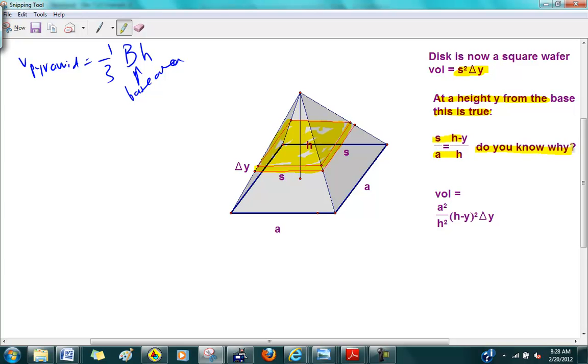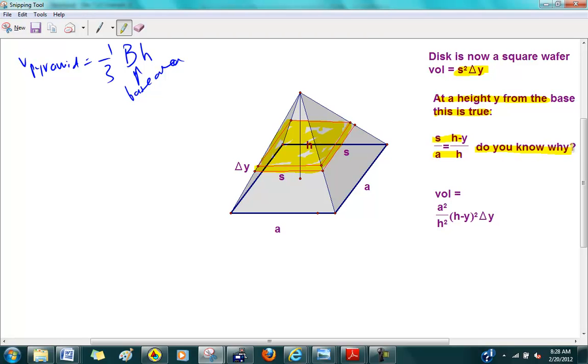Should I explain this to you or let you figure this out? Since you are seniors, calculus AP, you should be able to figure that out. I'm going to let you do it. Just sweat this out. I'll just give you a hint that you're going to use similar triangles.